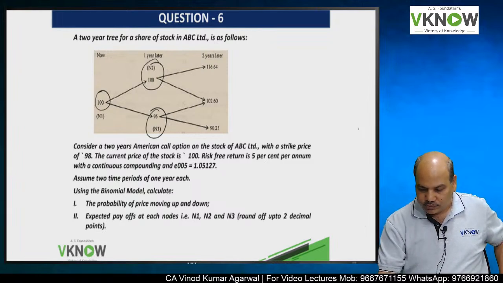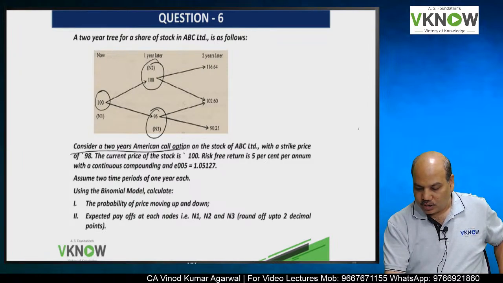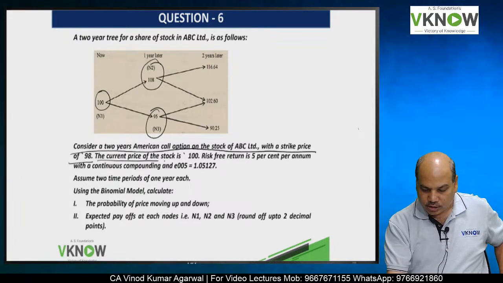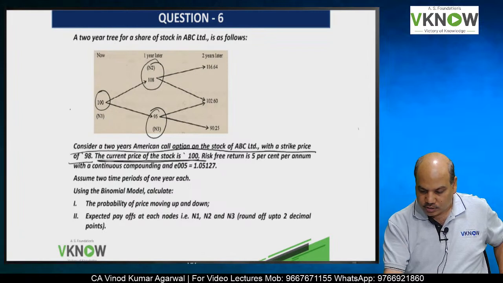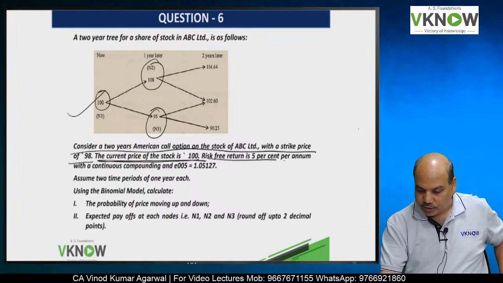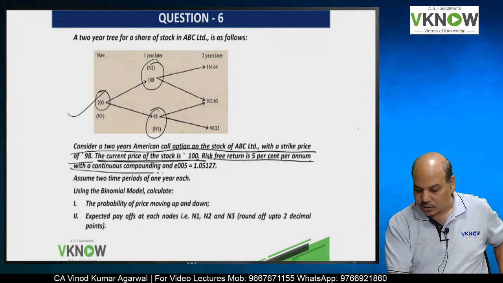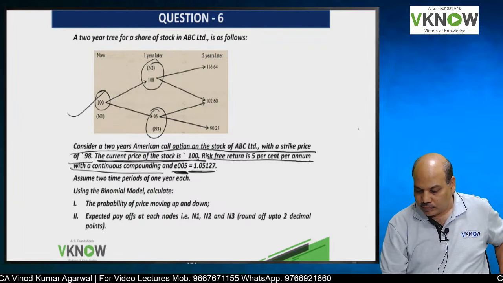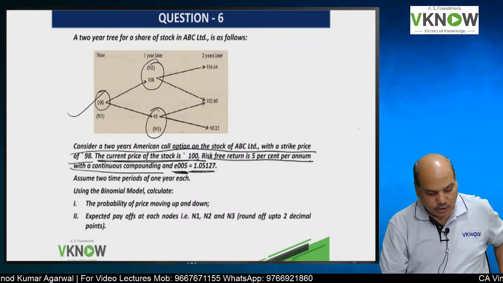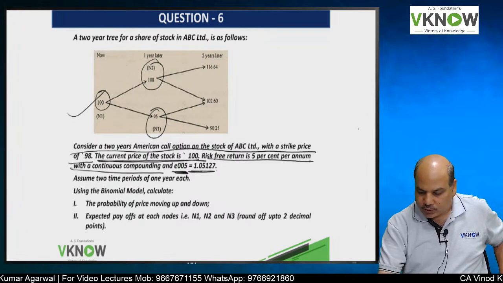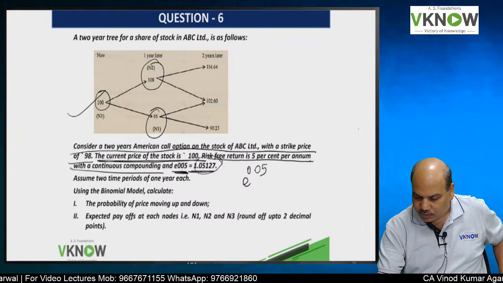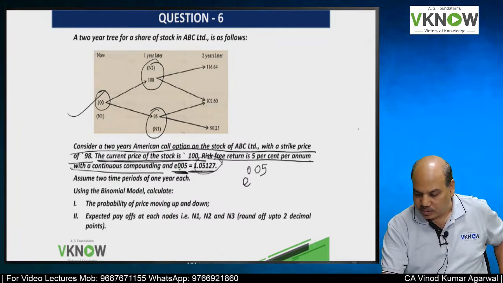So the question is, consider a 2 year American call option on the stock with a strike price of 98. The current price is 100 rupees. Risk-free rate is 5% per annum, continuous compounding. e to the power 0.05 is 1.05127, so that means this is a future value factor. It should be e to the power 0.05, there is some typing mistake.